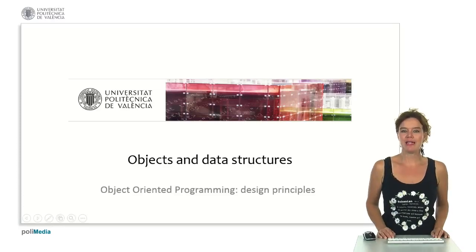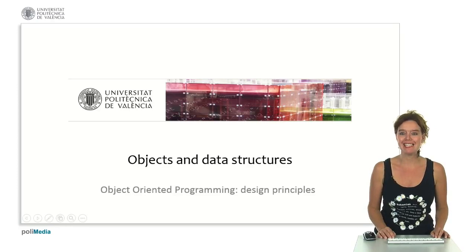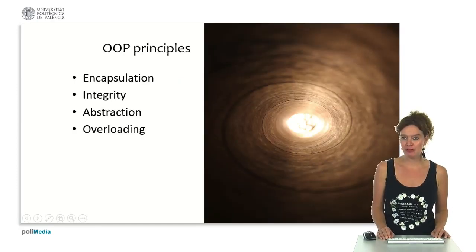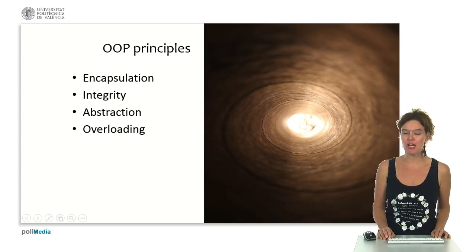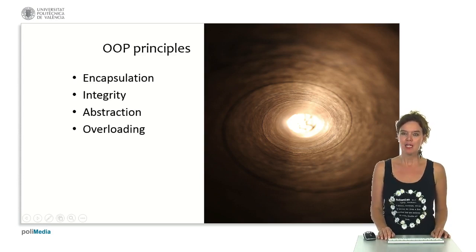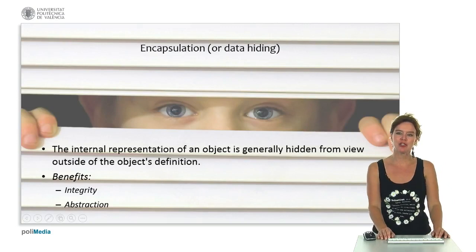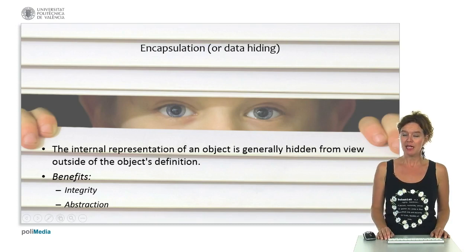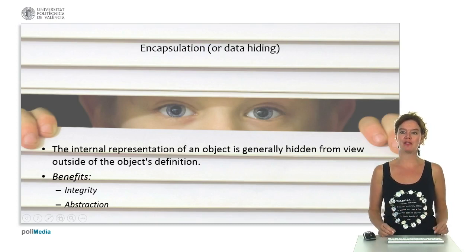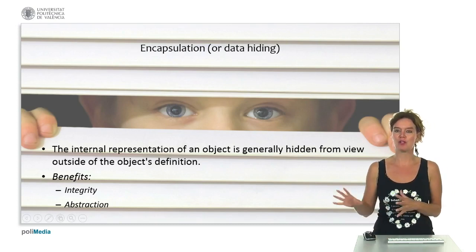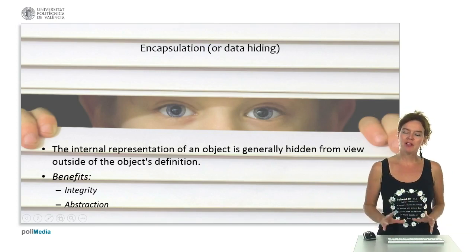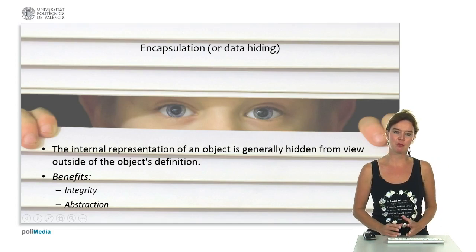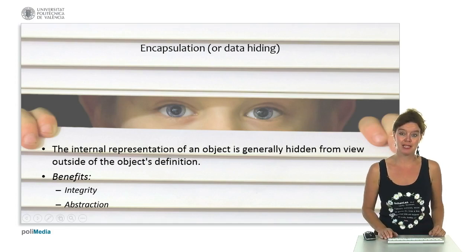So we're going to look at some object-oriented design principles. Mainly four: encapsulation, integrity, abstraction, and overloading. So encapsulation is also called data hiding, and that's actually what it does. It hides the internal representation of an object from outside the object. And the benefits of those are that we get higher integrity and a higher level of abstraction. So let's look at integrity and abstraction.